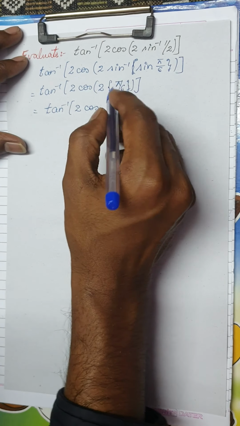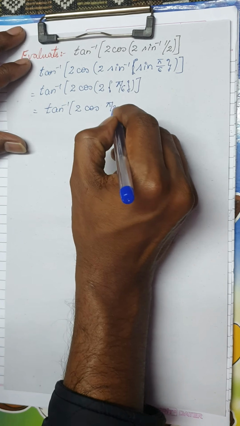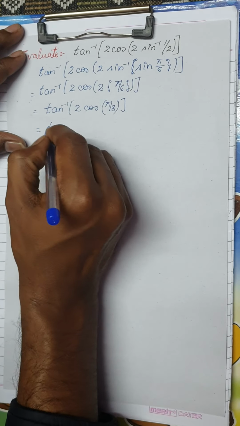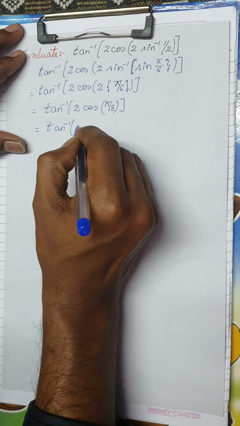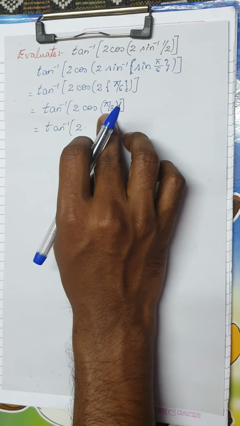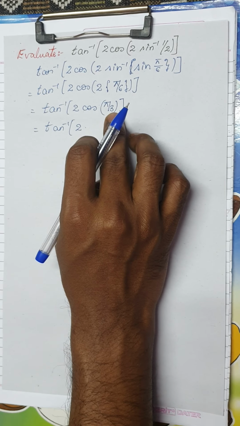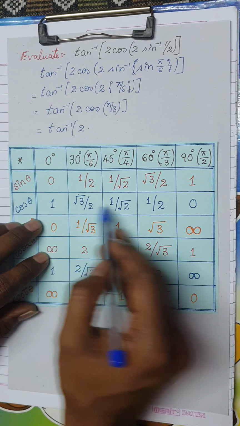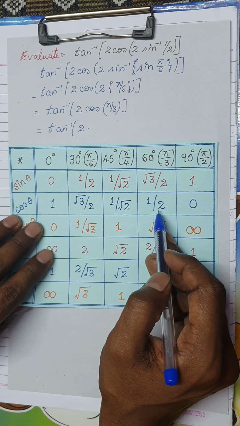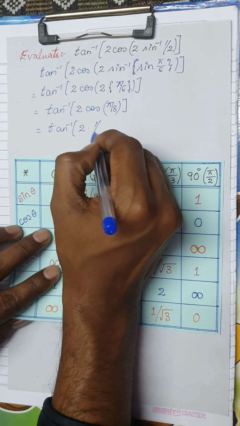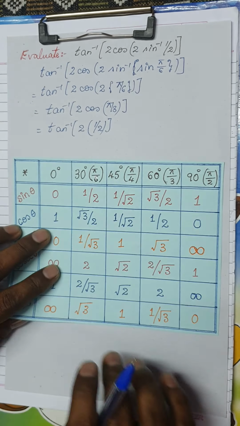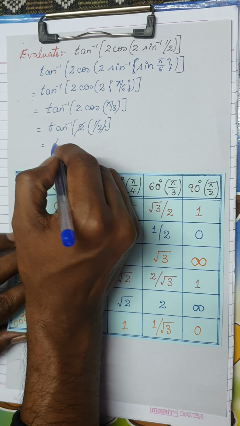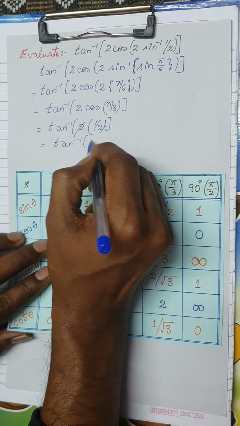So this is nothing but tan inverse of 2 times cos of 2 times pi by 6. 2 times pi by 6 is nothing but pi by 3, that is 2 times 30 is 60. So this is tan inverse of 2 into cos pi by 3, that is cos 60 degree. These are all standard angles which you should definitely know. Cos 60 degree is nothing but 1 divided by 2. Substituting here, I will get 2 into 1 by 2. So the 2 and 2 can be cancelled, and I am going to get tan inverse of 1.